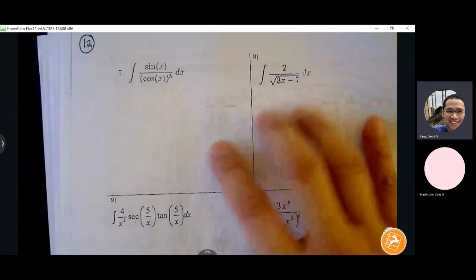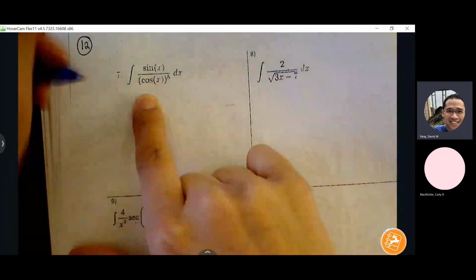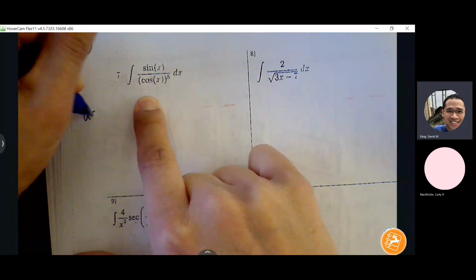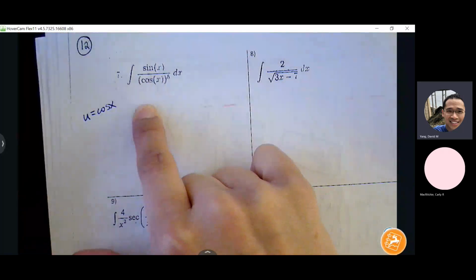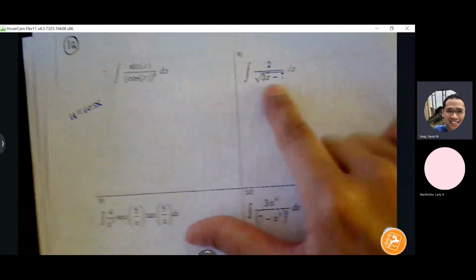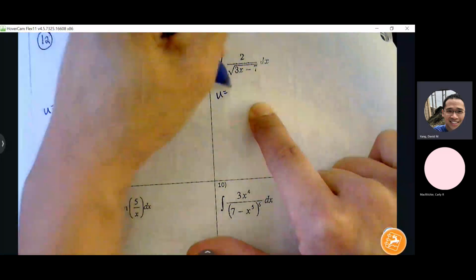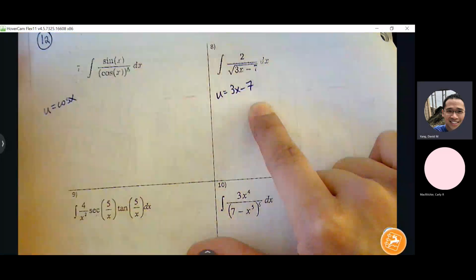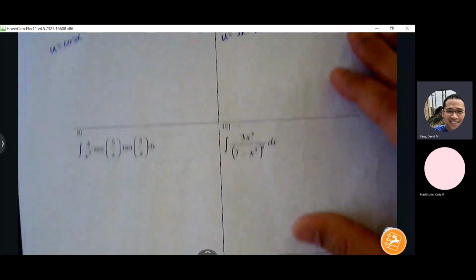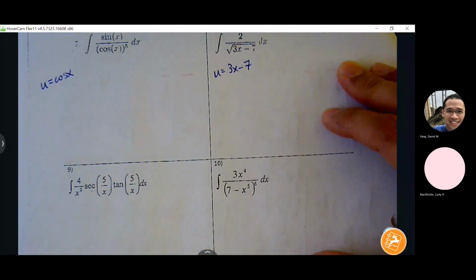I'll briefly start number 7 and 8. These are easier here because I think it's obvious to tell that the u is just that cosine of x and sine. Right. Here, what's our u value? So yeah, 3x minus 7, once you bring that to the 1/2 out. Okay, so I want to go to number 9 here.